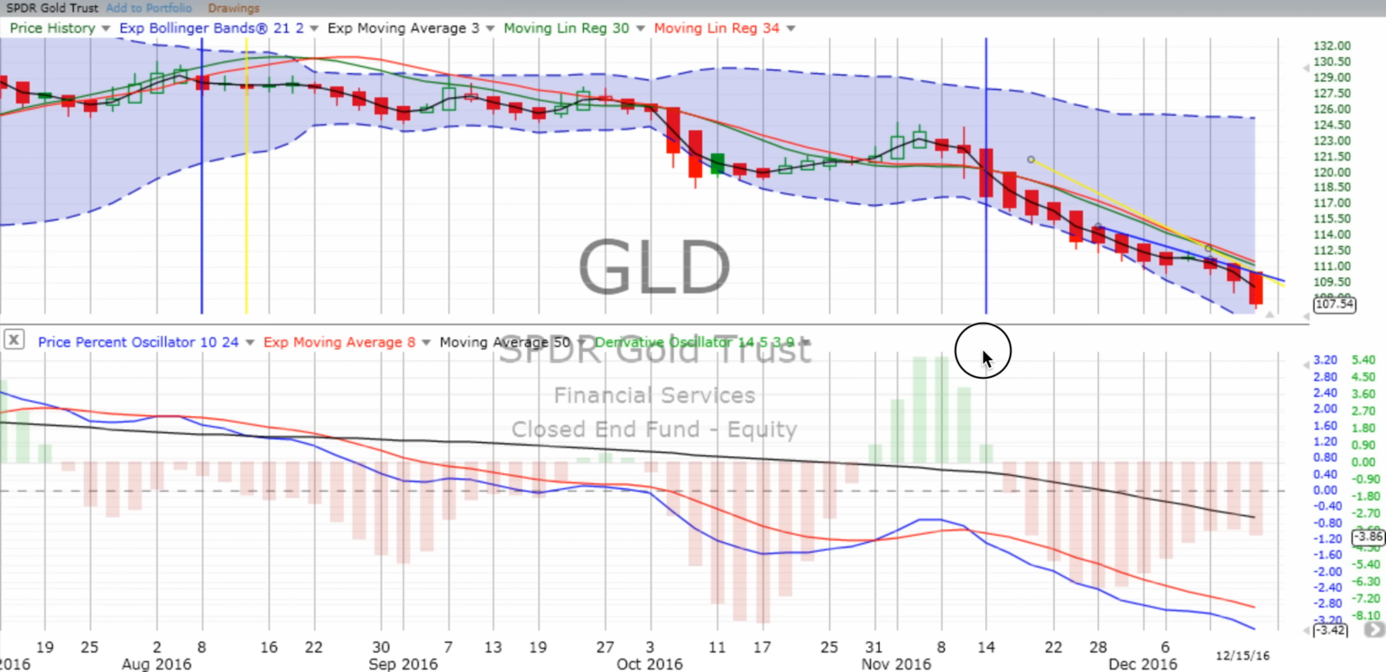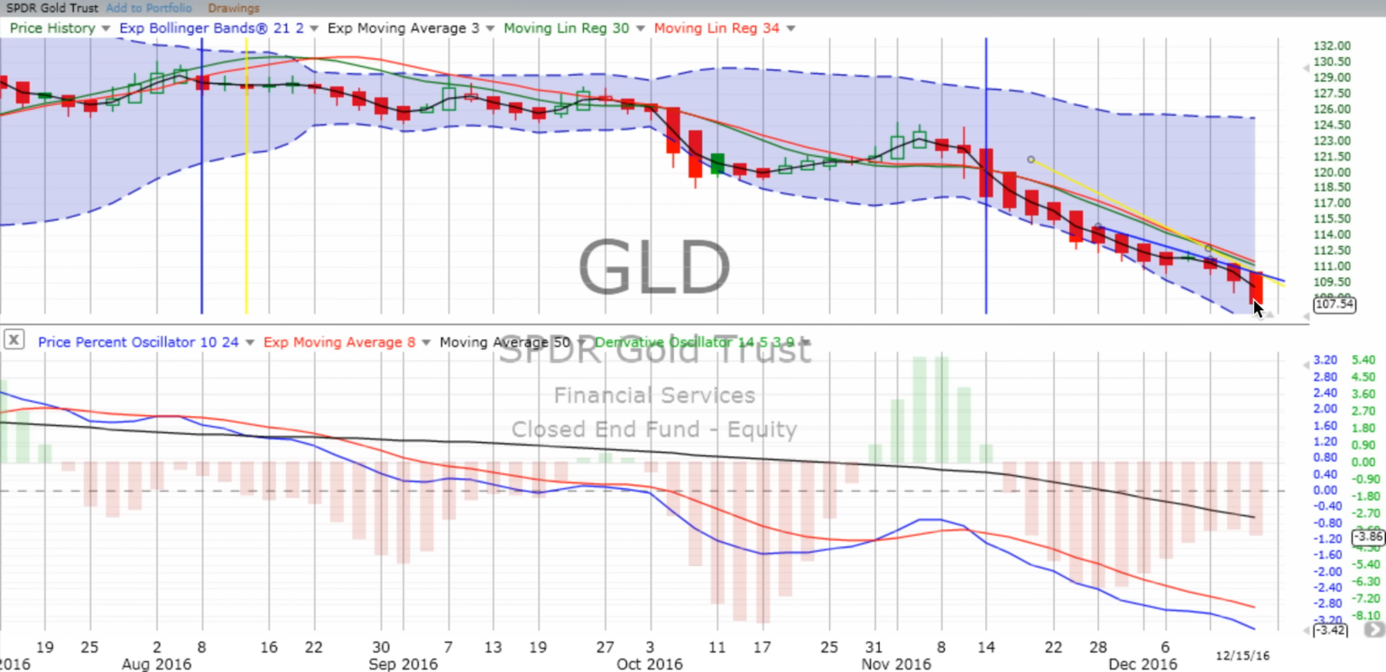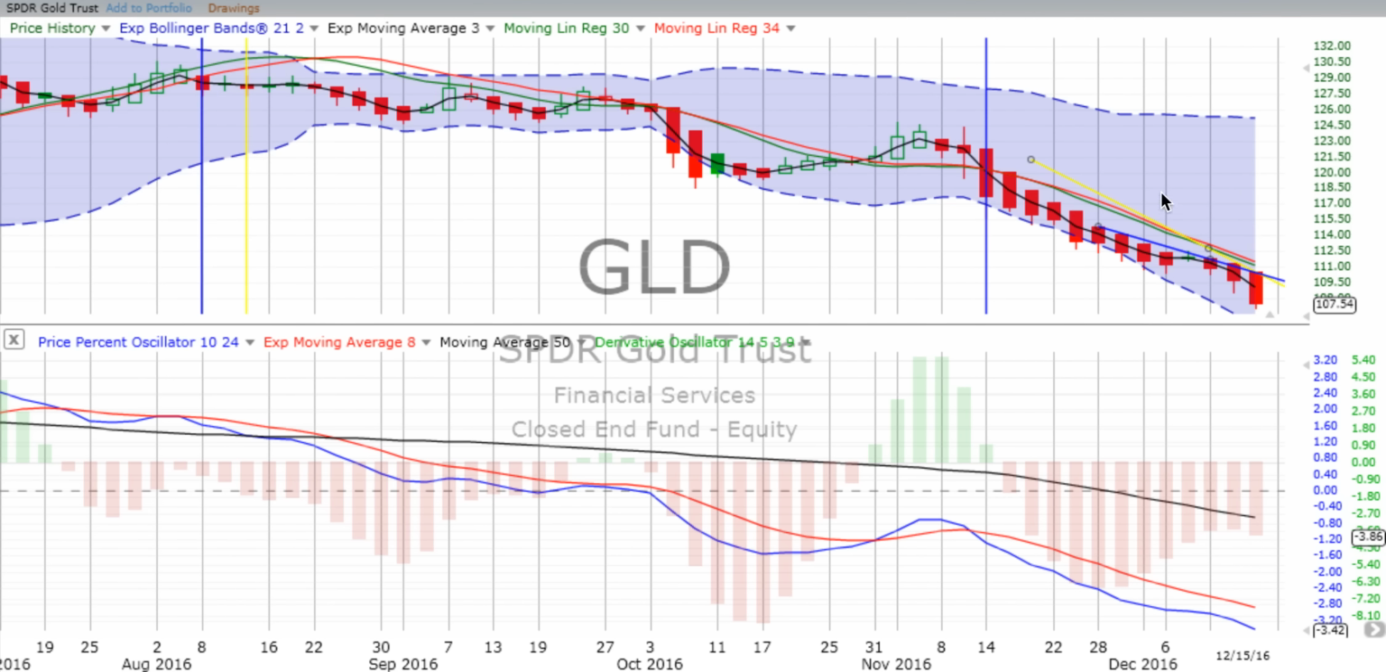You could have gotten in anywhere, and if you look at the values, the low was 115.49, the high was 122.31. Look at where gold finally settled out when it came to the 15th of December, down to 107. Do you think you would have made money in an inverse fund in gold? Absolutely. So look for these patterns.